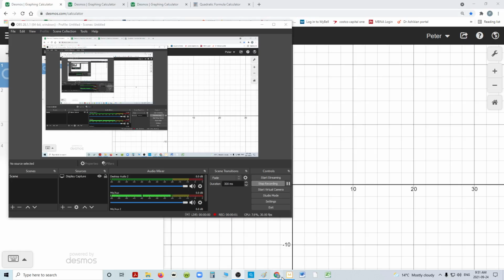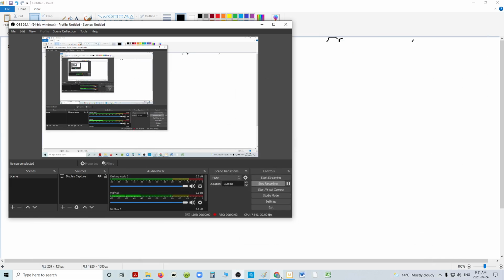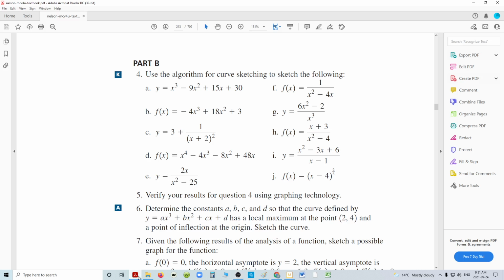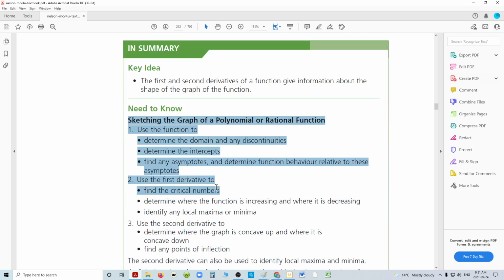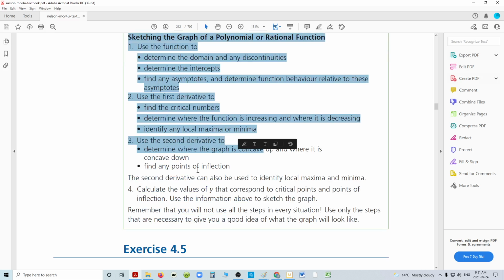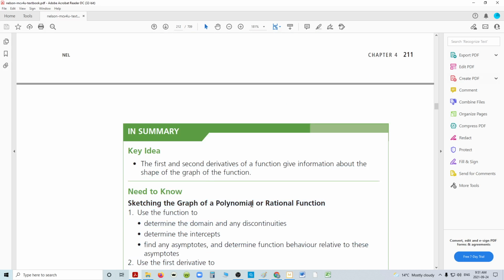Okay, I'm going to wrap up chapter 4.5, which is all about graphing in the calculus book, and I'm not going to waste too much time. I urge you to memorize, if you're not good at it, the steps for either polynomial and rational. You'll discover a polynomial is much easier.